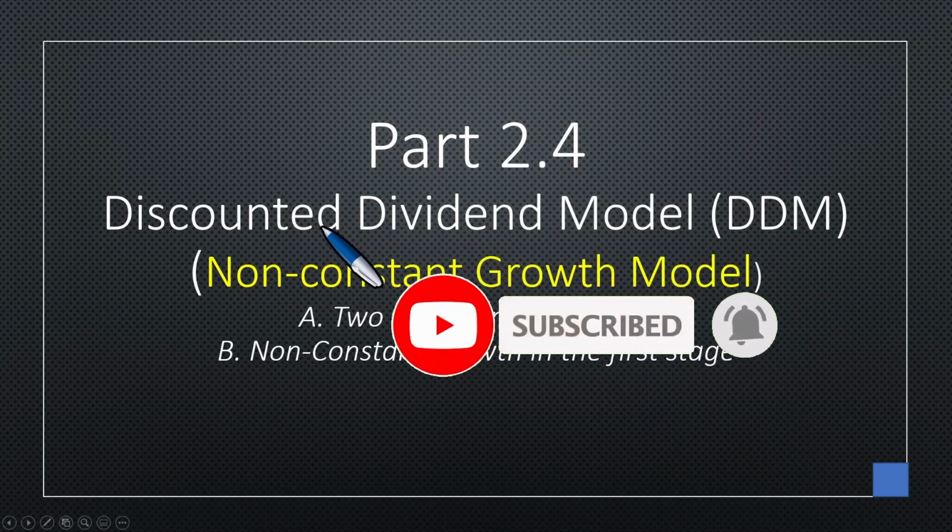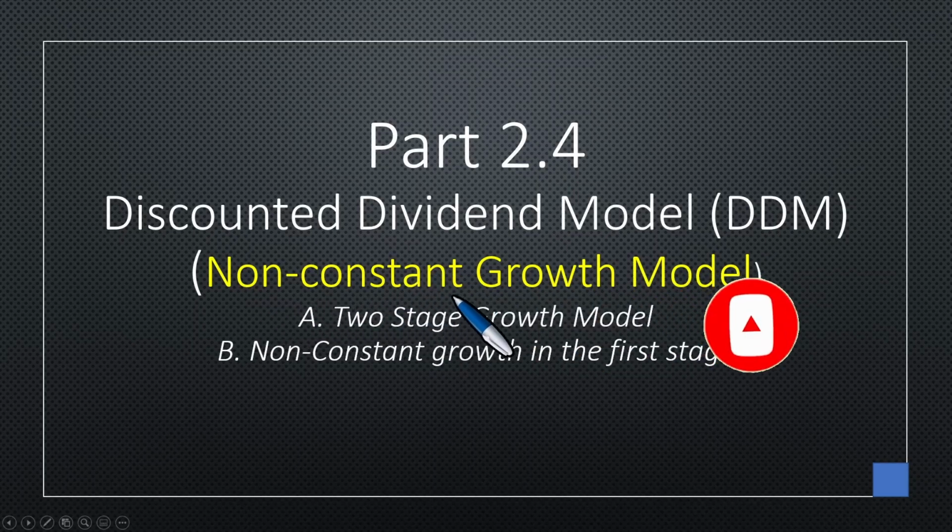In this part of the lecture, we are going to look at the non-constant growth model. That is, if the growth is not constant. So we are going to look at two variants. This lecture will look at the two-stage growth model. That is where there is a growth in the first stage, which is different from the growth in the second stage, and those growths are constant.